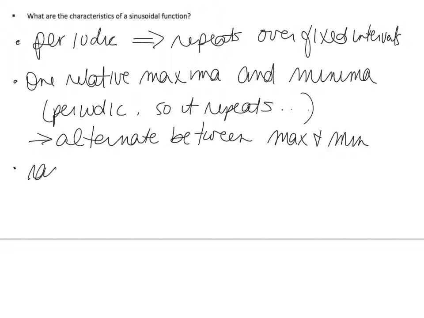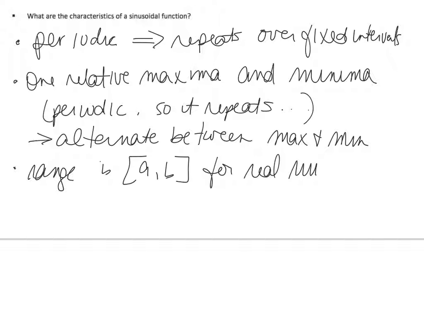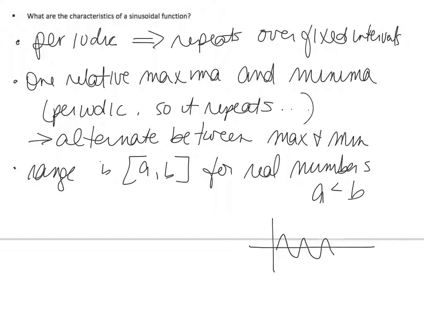The range of the function, we can say it's [a, b] for real numbers, a is less than b. That just means that our range, which is always our y value, is going to hop between a and b. We have our maxima and our minima.